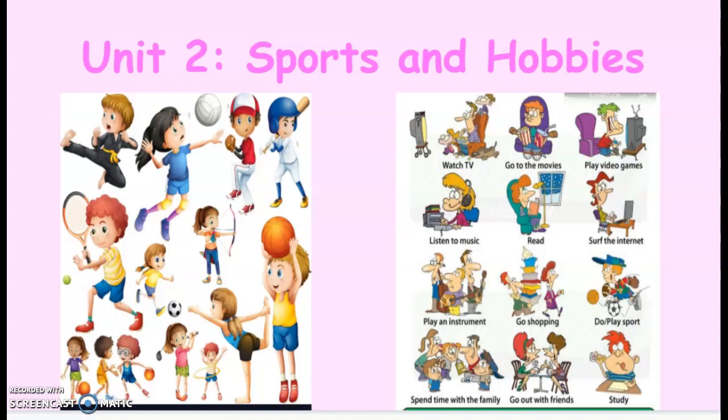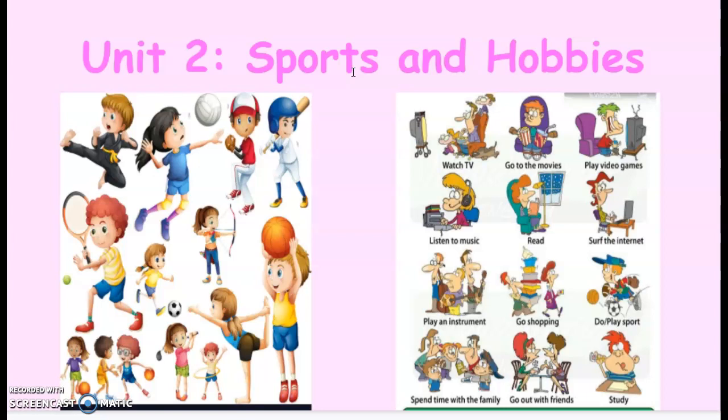My seventh graders, now we are going to start a new unit, Bil Arabi. And this new unit is about sports and hobbies. Sports in Arabic is al-riyada. This is a very interesting and engaging lesson, and we are going to have fun while learning it.